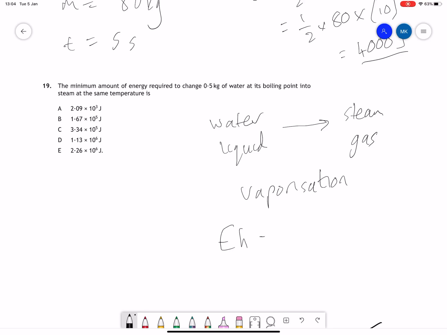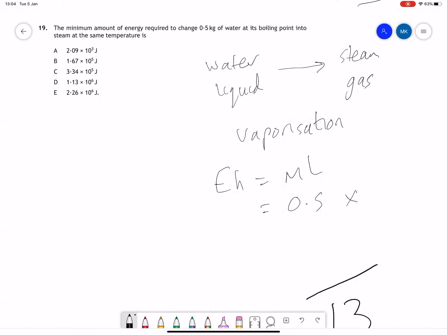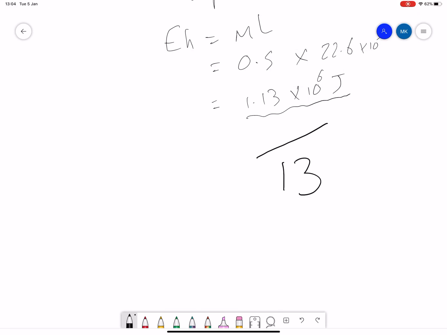You want to calculate the amount of energy. Energy equals mass times the latent heat of vaporization. The mass is 0.5, and then you should have gone to your data sheet and got the latent heat of vaporization of water, which was 22.6 times 10 to the 5, times half a kilogram, which gave you the number 1.13 times 10 to the 6 joules, which was D. 1 mark for that.